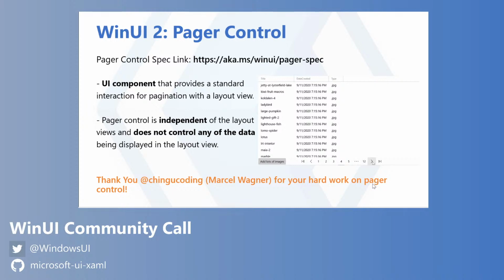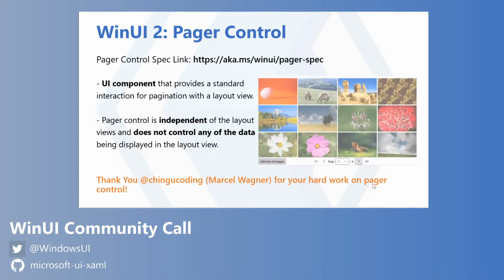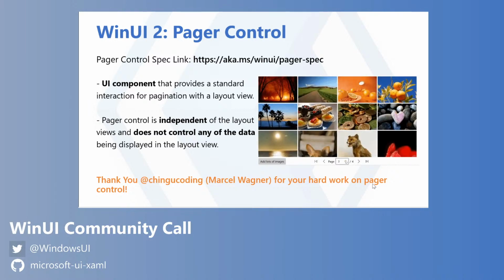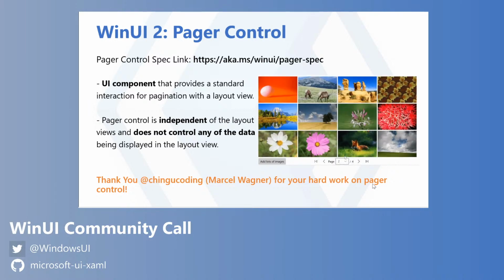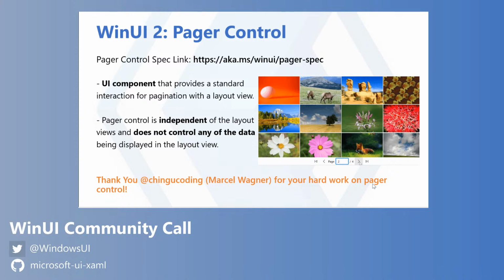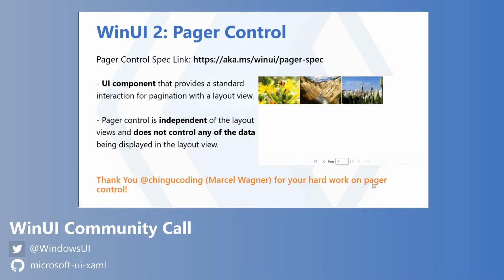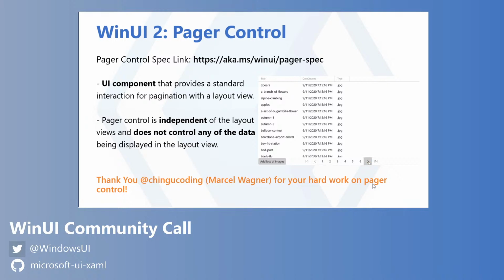Pager control is a UI component that you can use with any layout view, like list view, grid view, or data grid, in order to add pagination to your app. It is independent in control of the layout, so it will not control any of the data that is being shown in the layout view. But we did this way so you would not have to worry about the UI piece of building a pager, and you can just focus on the data management and the hooking it up.